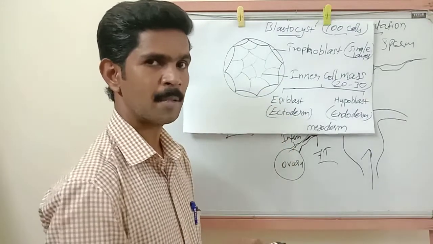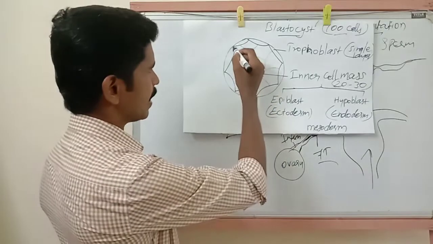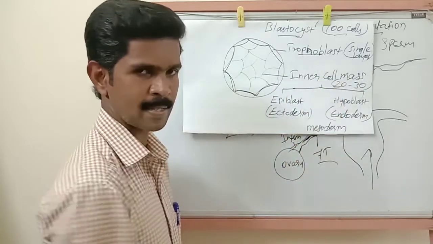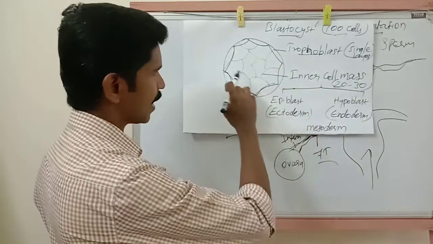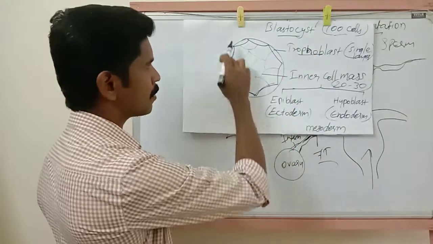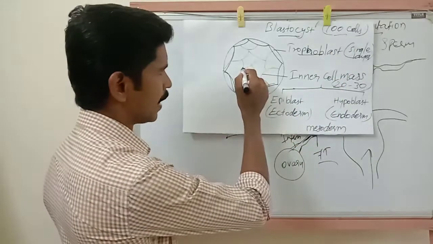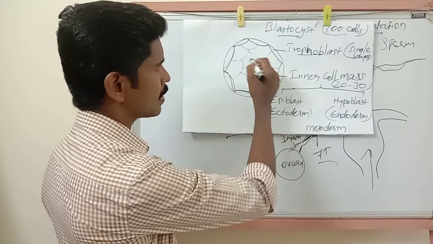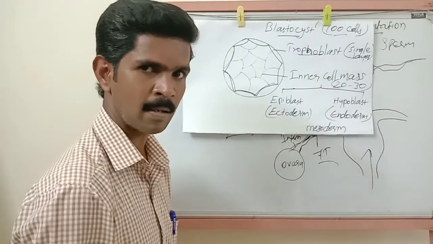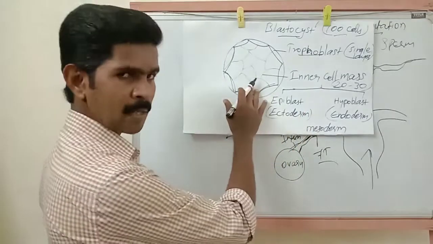And 2 types of cells are present in the blastocyst. On the outer side, a single layer of cells is present. These cells are called trophoblast. Then on the inner side, 20 to 30 small cells are there. These cells are called inner cell mass.